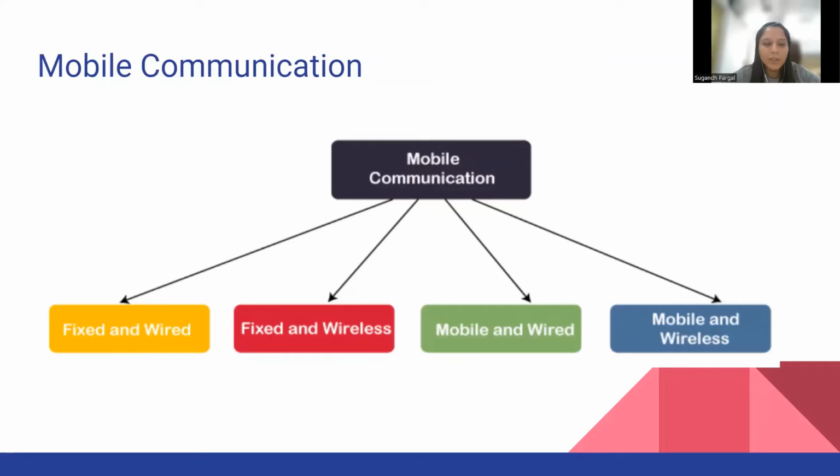Mobile communication is further segregated into four parts. One is fixed and wired mode. Another is fixed and wireless mode. Third is mobile and wired mode. And fourth is mobile and wireless mode.